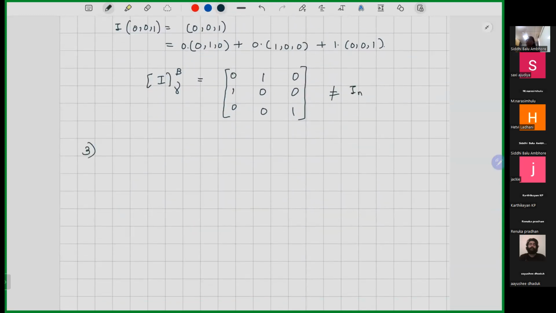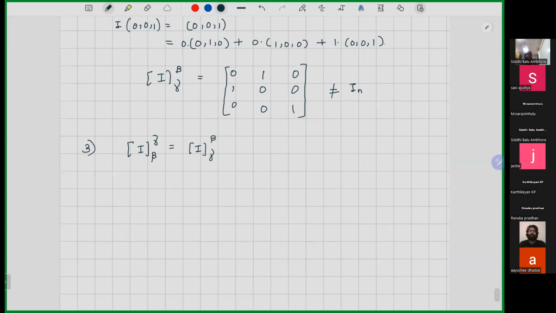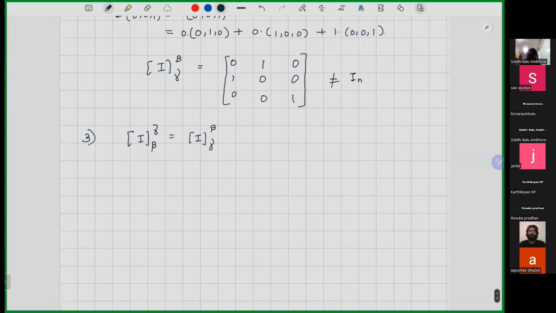Now, the third one. This is I from beta to gamma, and I from gamma to beta. Now what is your guess? The transformation is the same, and beta and gamma are fixed, but now we will be switching them. What is your guess in this case?